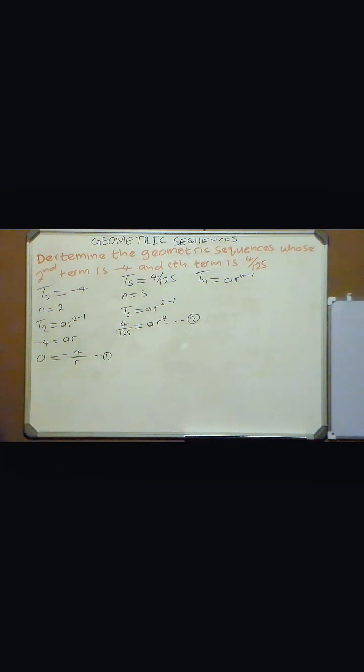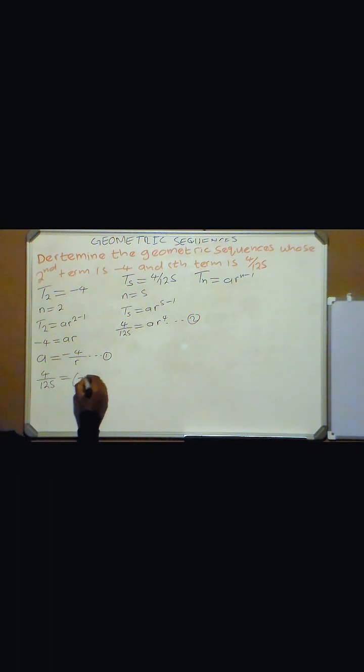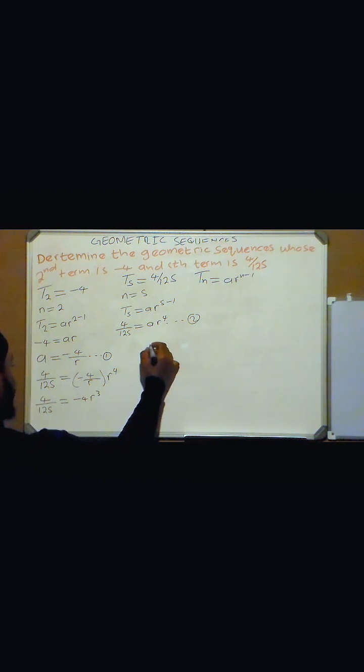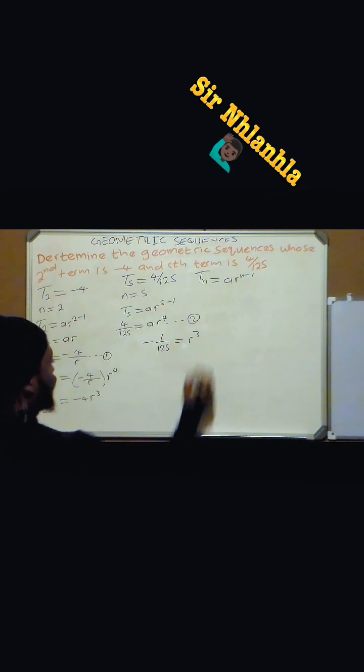So we'll substitute equation 1 into equation 2. This is what we'll have: 4 over 125 should be equal to, where there is a, we substitute this, so it's going to be -4 over r multiplied by r to the power of 4. So we'll have 4 over 125 equals -4 r cubed. So 4 will cancel 4, then we'll have -1 over 125 equals r cubed.